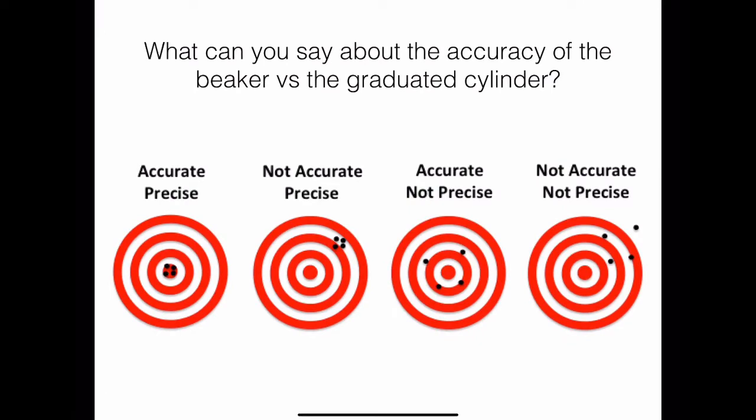So what can we say about the accuracy of the beaker versus the graduated cylinder? If I'm attempting to reach an accurate value, or a value close to a known value, the graduated cylinder is going to give me more of an opportunity to do that. The graduated cylinder markings are smaller. I am able to estimate further out to a more precise measurement. So I have a higher chance of being more accurate with the graduated cylinder than I do with the beaker.